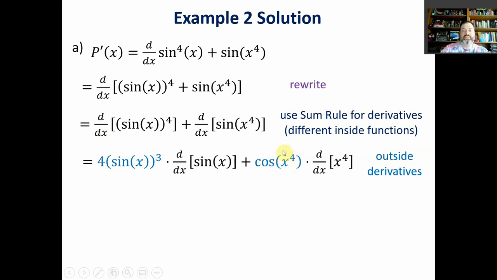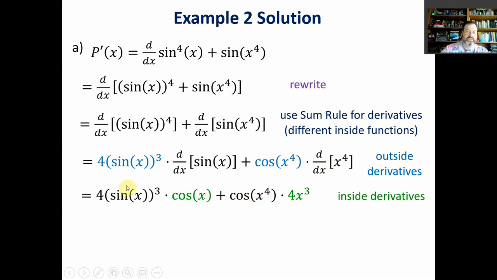So here, we just have sine of x to the fourth. The inside function stays the same. The outside function, the derivative of sine is cosine. Multiply by the derivative of the inside. Now we're going to do our inside derivatives. So all I did is delay an extra step.